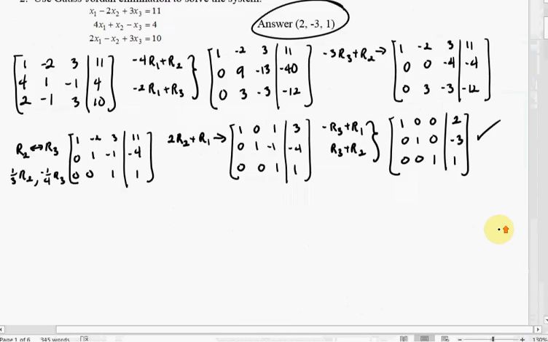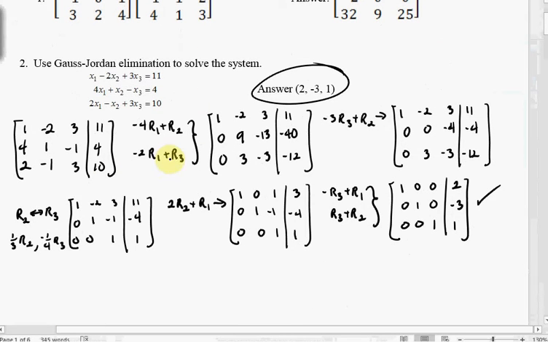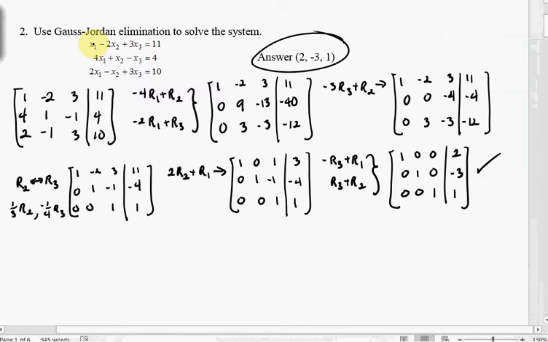Very straightforward, but here's the thing. When you're doing those steps, just one simple error throws off everything after that. So just be very careful. How do you know if you got the right answer? Well, for each equation, you're going to plug in x sub 1 for 2, x sub 2 for negative 3, and x sub 3 for 1, these numbers.